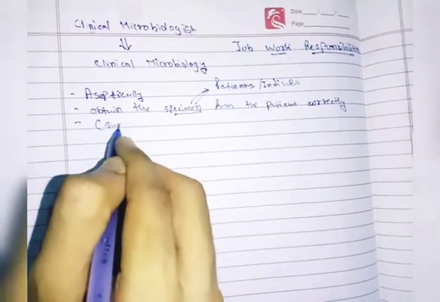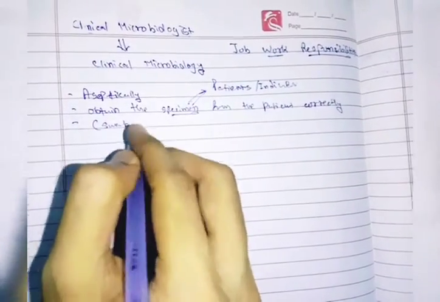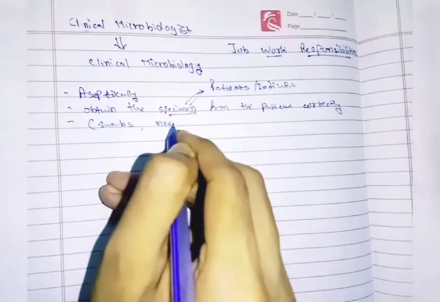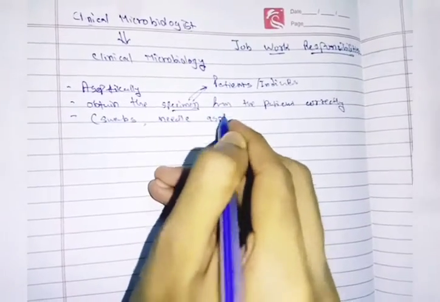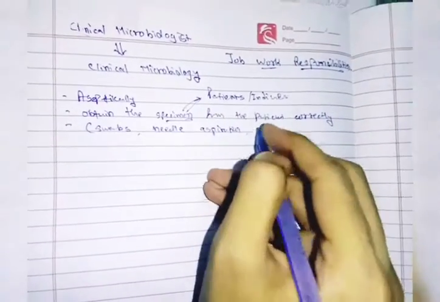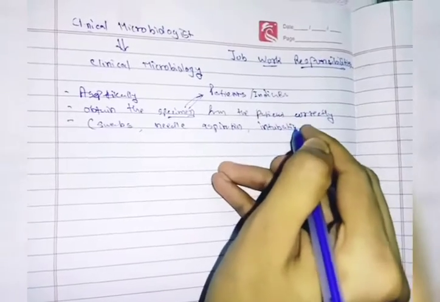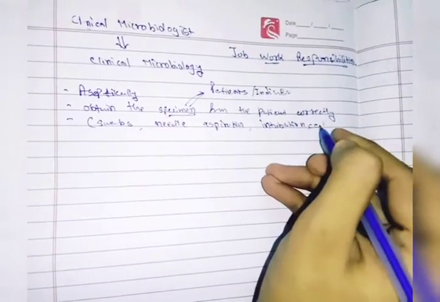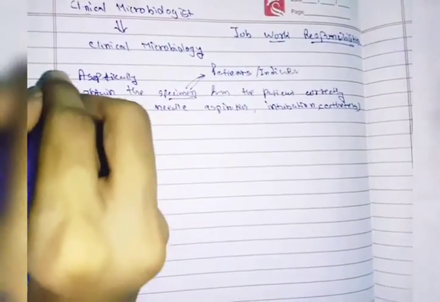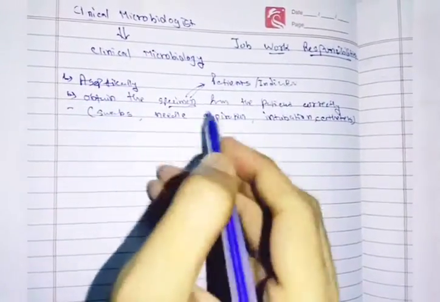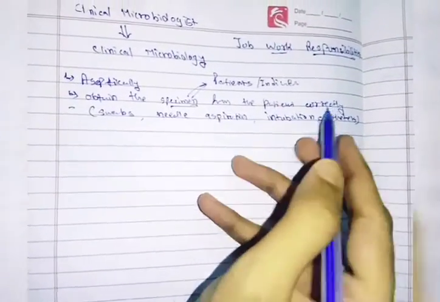For example, swabs, needle aspiration, intubation, catheters. Okay. Then the first thing is to work aseptically. That means aseptic conditions should be there. Then obtain the specimen from the patient very carefully and correctly also.